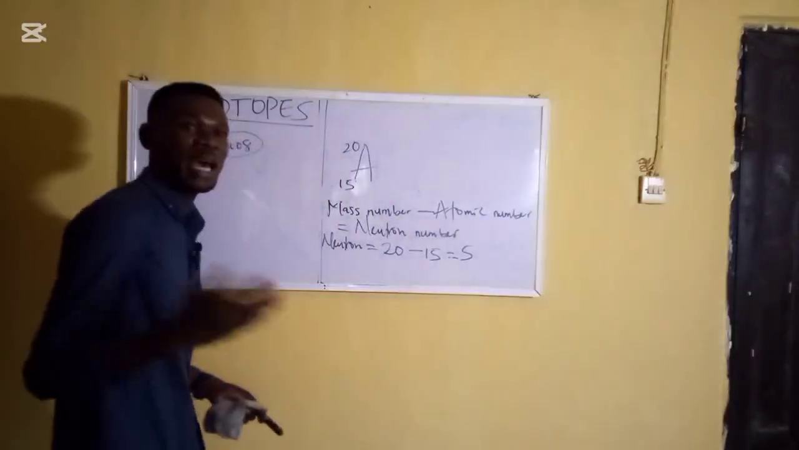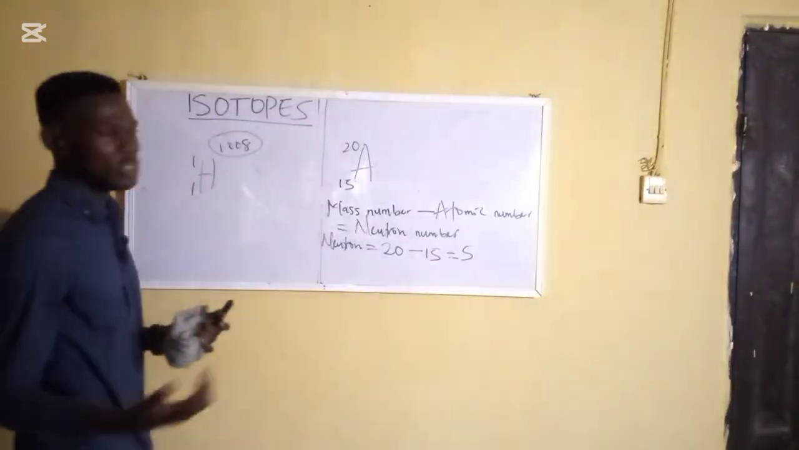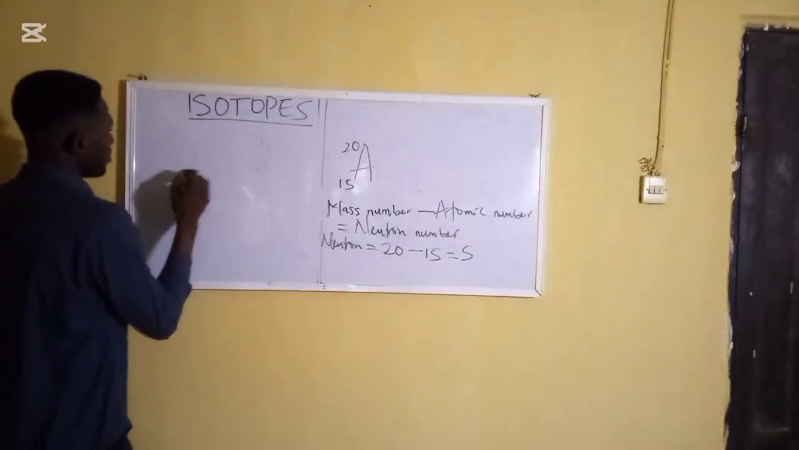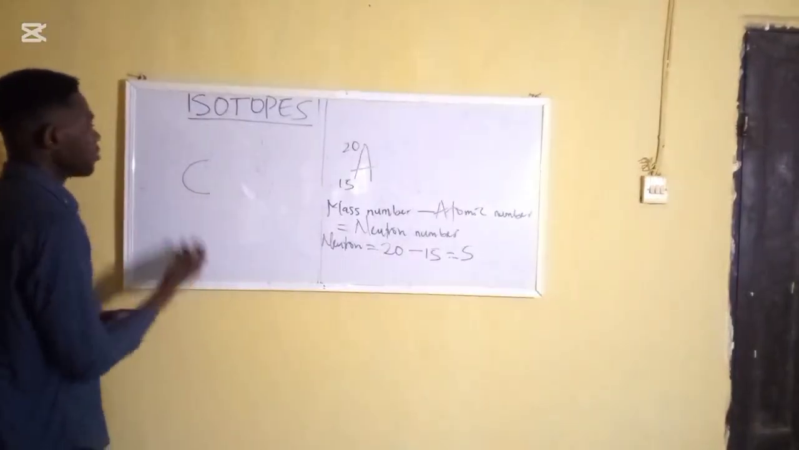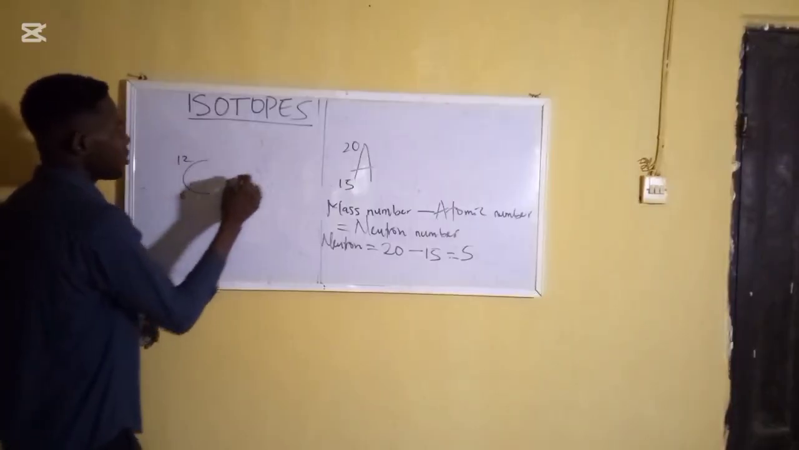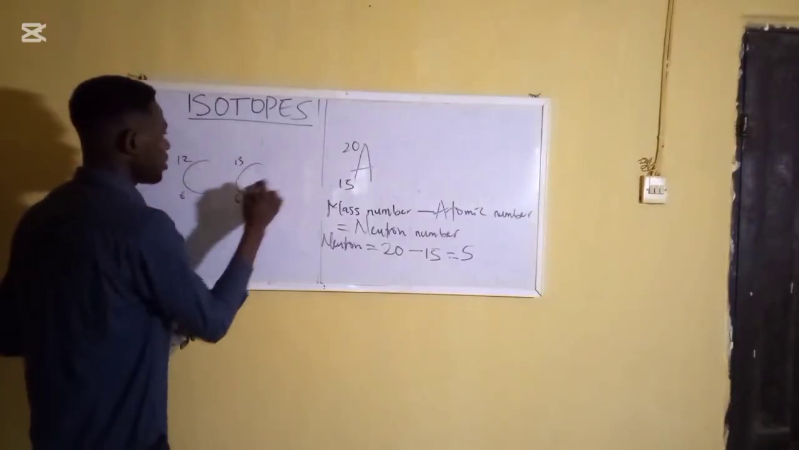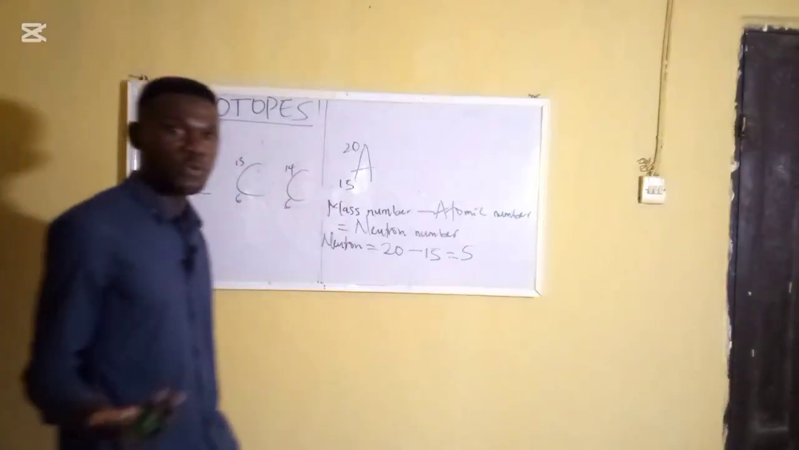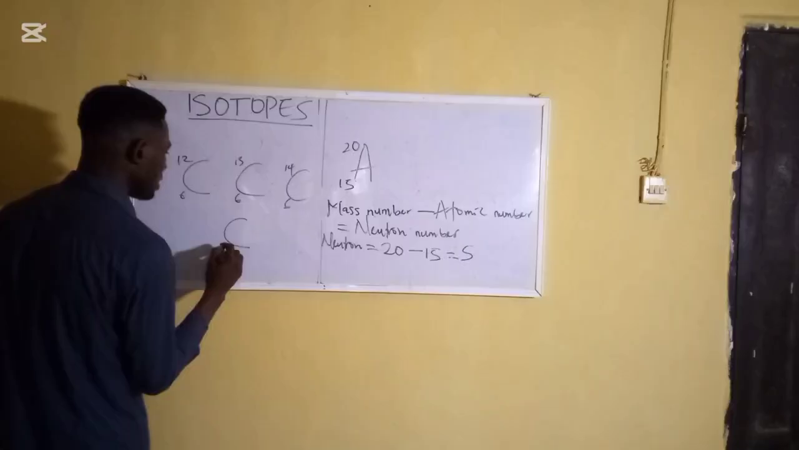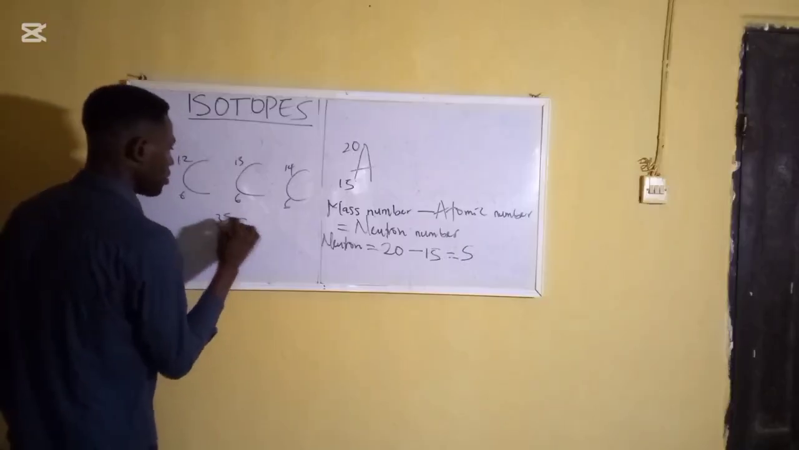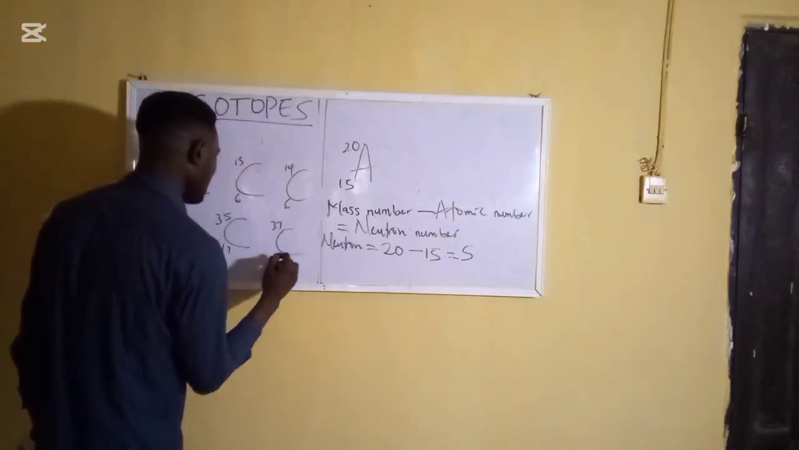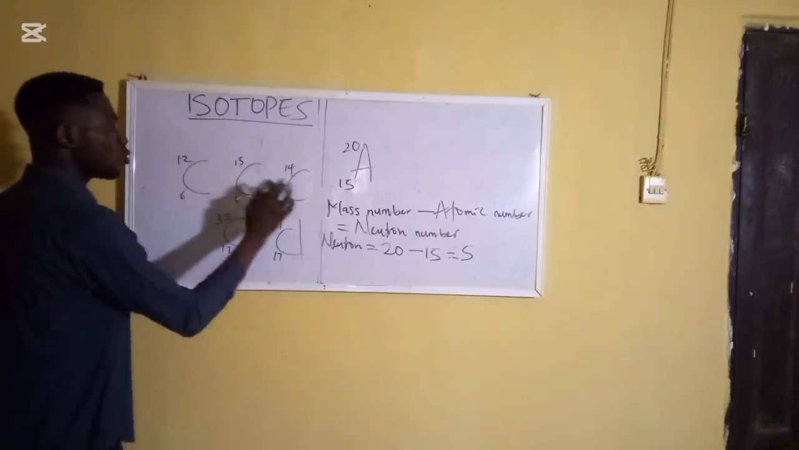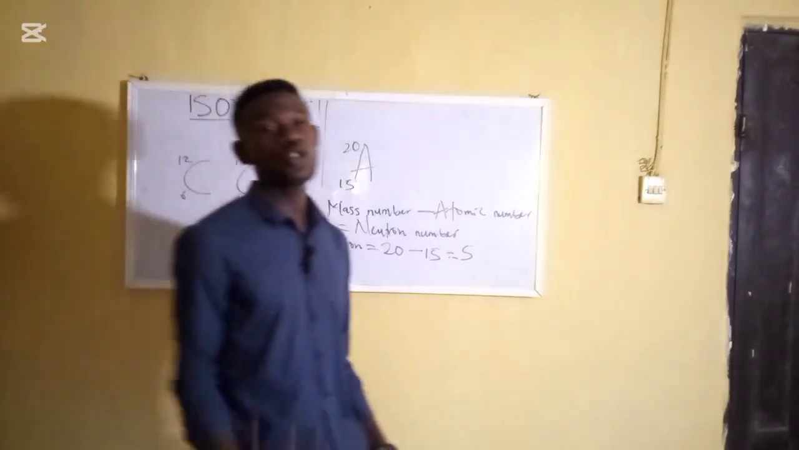Yes, we have other elements. Let me give you examples. For example, carbon, as I said. There are several isotopes of carbon. We have carbon represented as this, carbon represented as this, and another isotope of carbon represented like this. The same thing applies for chlorine. You have chlorine represented as this, and you also have chlorine represented as this. So all these are isotopes of chlorine, and these are isotopes of carbon.